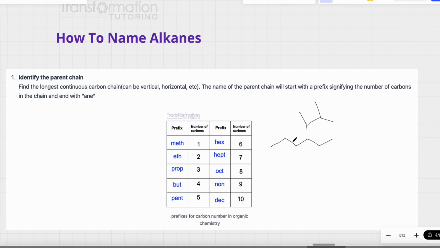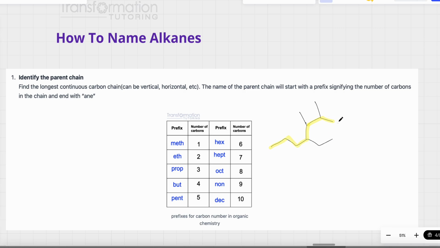I could also go this way, for example. I would have 1, 2, 3, 4, 5, 6, and 7. So my longest continuous carbon chain here is a 7 carbon chain, and it must be this one. It is really important to be able to identify the parent chain correctly. So make sure to try different possible pathways and choose the longest one.